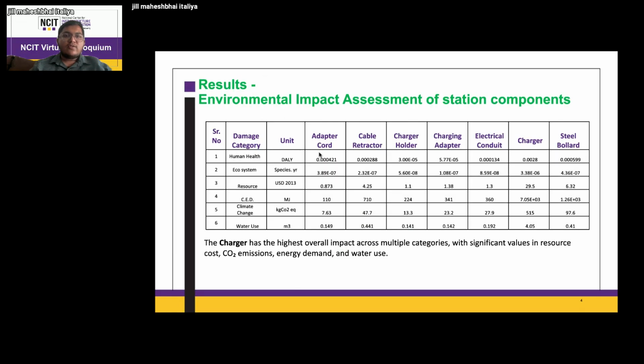So this is the environmental impact assessment of all the station components in the EV infrastructure, and this is a midpoint category evaluation with SimaPro. We can see the human health, the ecosystem, resources, climate change, and water use for the individual components. The charger has the highest overall impact across multiple categories, with significant values in resource, cost, emissions, and everything, as the charger is the main component of the EV charging stations.